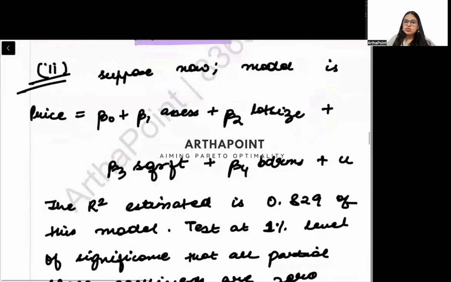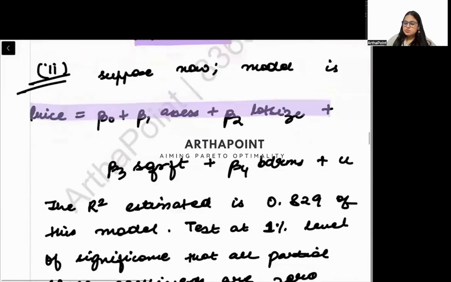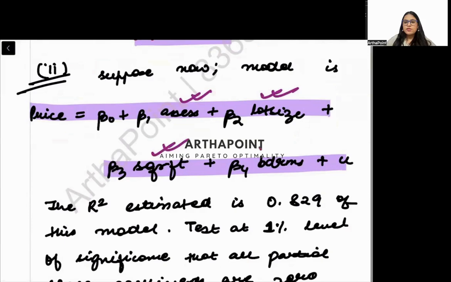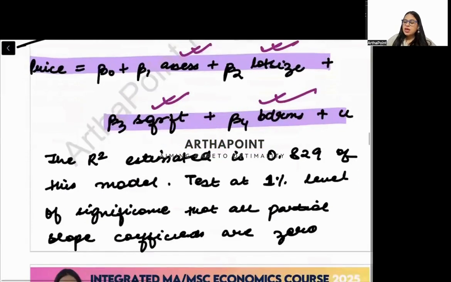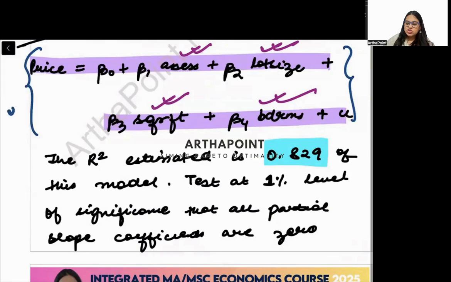Now, suppose the question says that the model becomes this model. So you have more variables: you have SS, you have lot size, you have square feet, and you have number of bedrooms. And you're given the R square of this big model. So I will consider this big model to be my unrestricted model, because it's a big model. The bigger model is always considered to be the unrestricted model. So now it says that the R square of this model is 0.829.